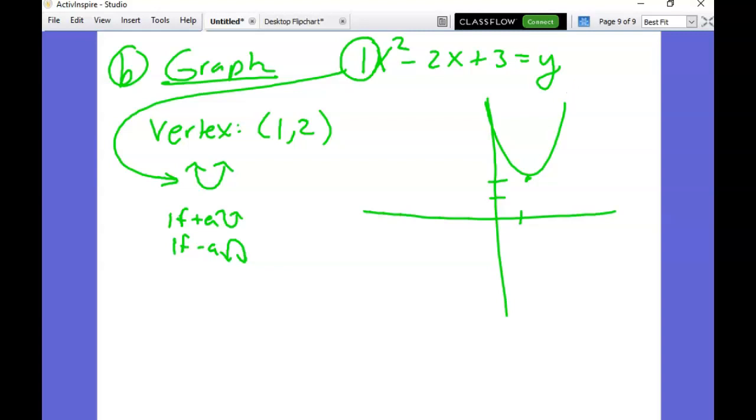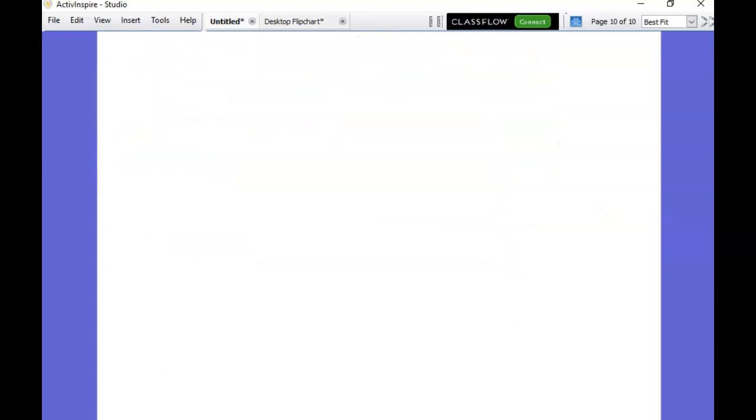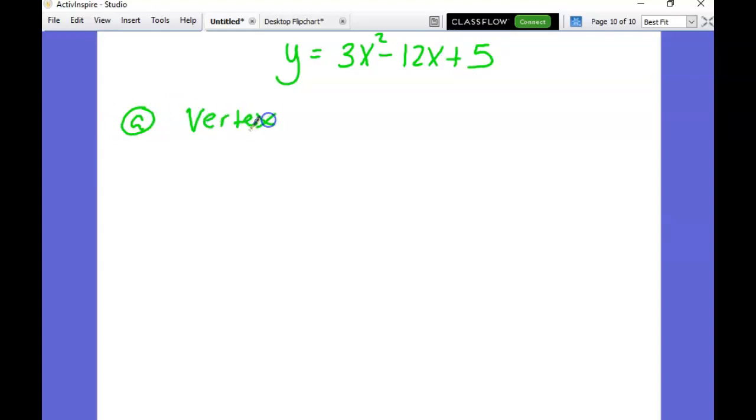All right. So here's one for you guys. Let me throw one up. Y equals 3x squared minus 12x plus 5. I want you guys to do two things. I want you to find your vertex first, and then I want you guys to graph it after that. And you know what? I'm going to put a negative there, just because I can. So, go ahead and find the vertex and graph it.